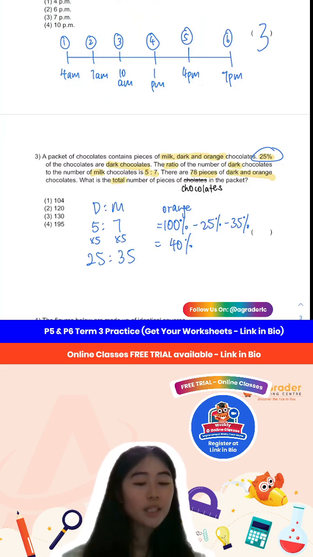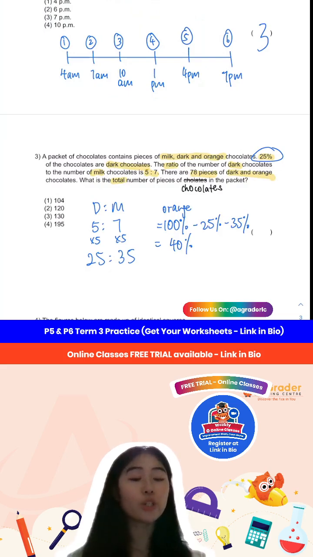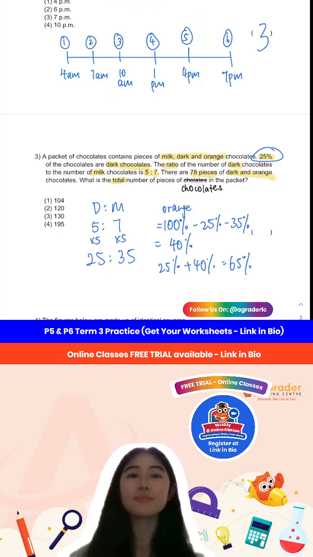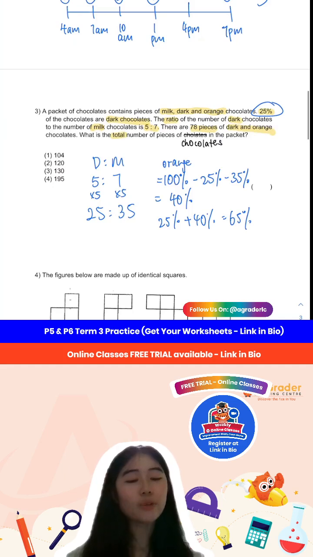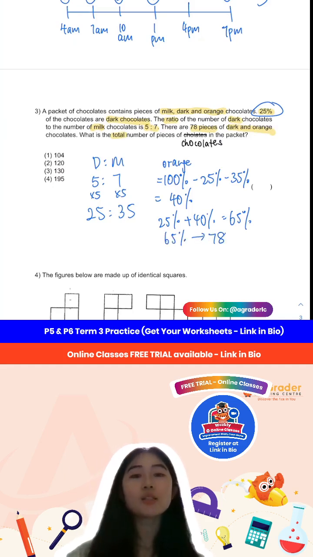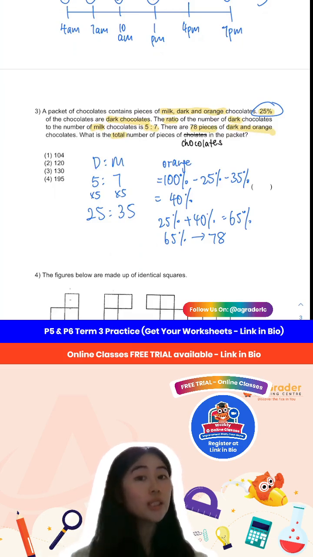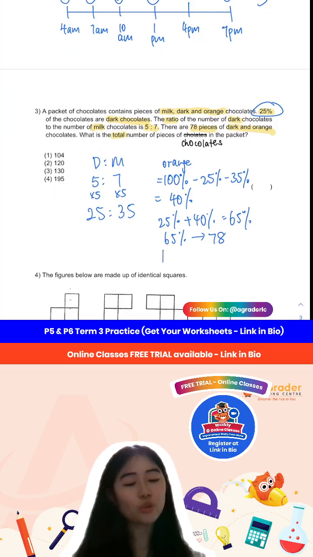So from here, you know that there's 78 pieces of dark and orange chocolate. So I'm going to add the dark and the orange percentages. Dark is 25%, orange is 40%, so that will be 65%. So this 65% represents the 78 pieces of dark and orange chocolate. And you want to find the total chocolates, so you are supposed to find 100%.